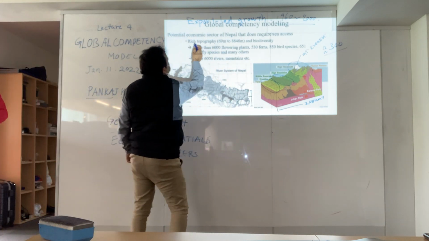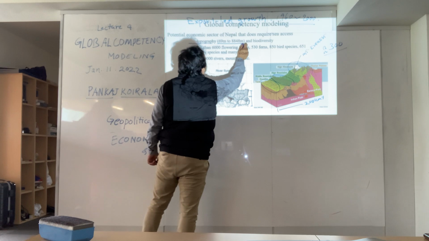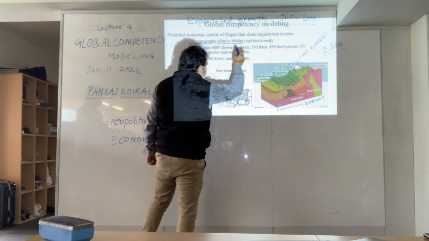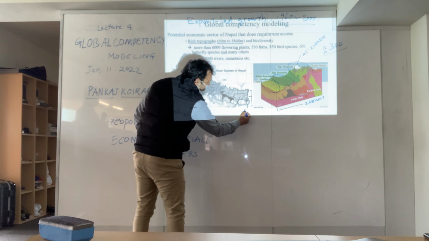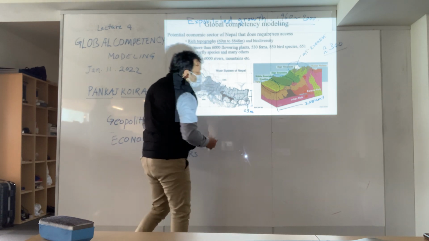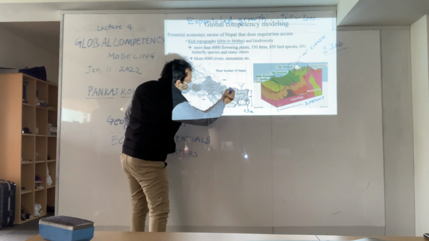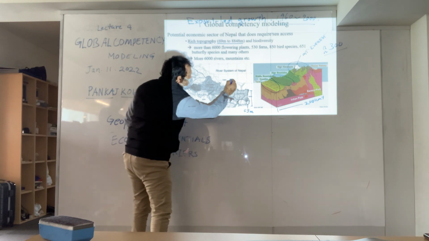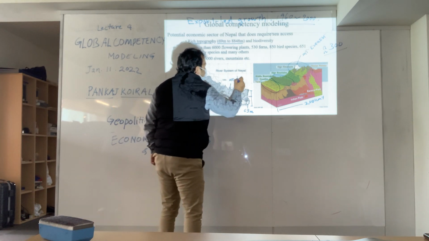So here the topographical difference is from 69 meters to 8,848 meters. Nepal has a place called Kechana Kalan, which is only 69 meters above sea level, whereas Mount Everest lies here. Right there. That is it.